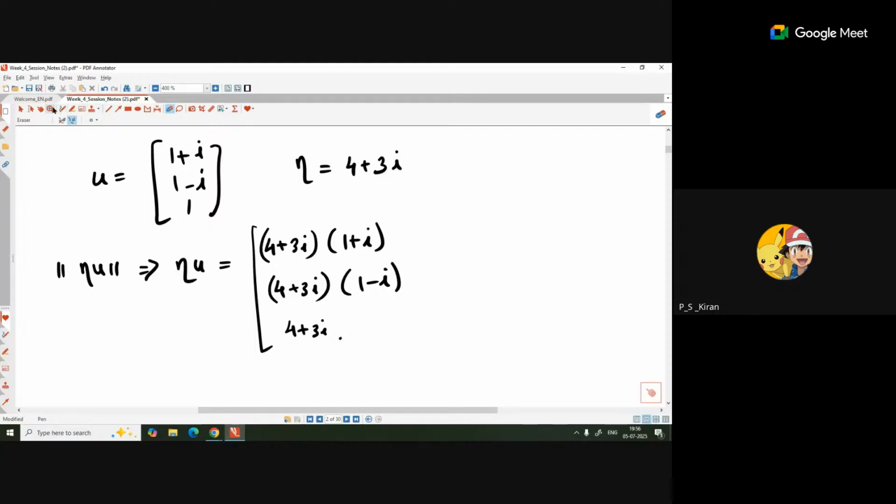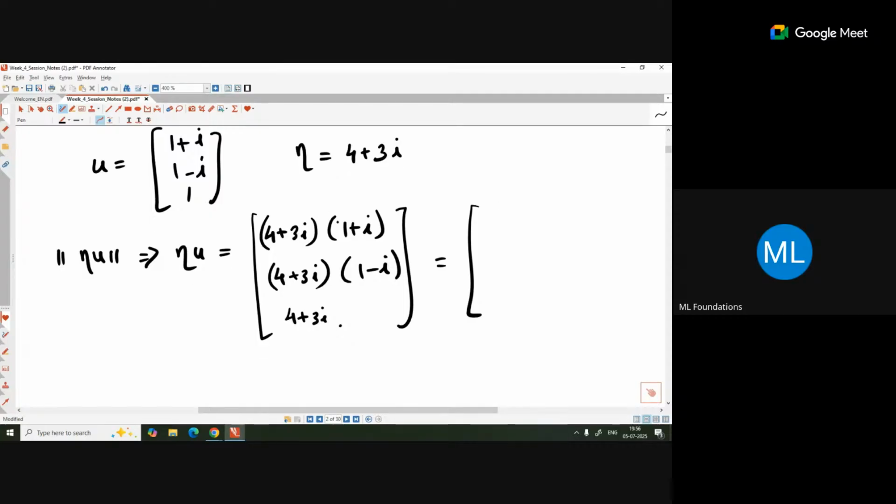So we can also take that scalar option. The absolute value of eta times the norm of u. Yeah, I'll show you both answers. So this is 4 plus 7i plus 3i square.